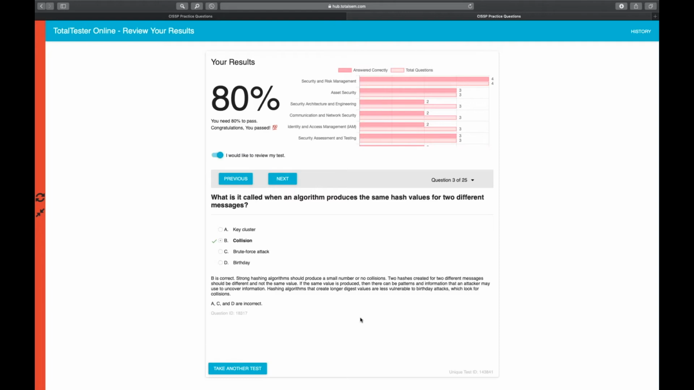Collision. Strong hashing algorithms should produce a small number of or no collisions. Two hashes created for two different messages should be different and not the same. So imagine you type a message, I like money, and you have another message, I'm going to the beach. And you hash both of those messages individually and they come up with the same hash value. That shouldn't happen, and that's considered a hash collision. Remember, a hashing function is a one-way function.